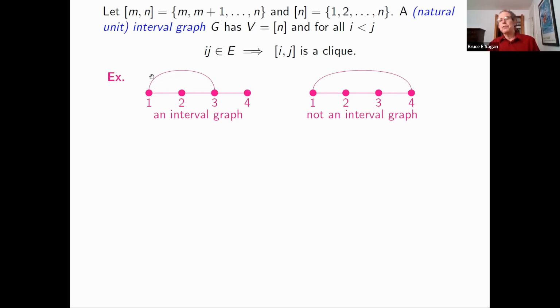Again, let's see what this means. This graph here is an interval graph. Why? Well, think about it. It has the edge 1, 3, and that should imply that all the edges between vertices between 1 and 3 should be present, and they are. 1, 2 is present, and 2, 3 is present. This is not an interval graph, right? Because I've got the edge 1, 4, but that would imply that all the edges between vertices between 1 and 4 should be present, but 1, 3 is not present and 2, 4 was not present. If this were an interval graph, it would give you a clique of size 4.